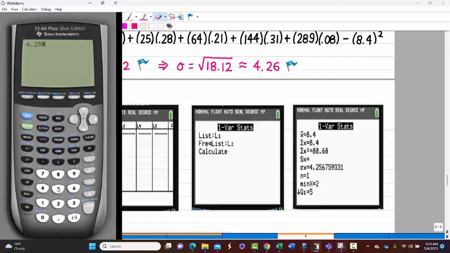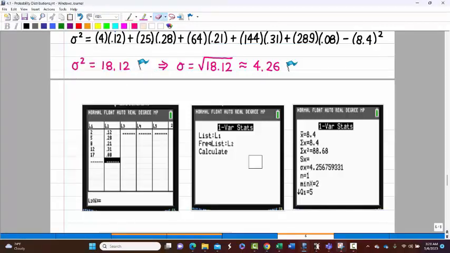Sometimes I'm just paranoid about what my math lab's going to want. That's good, 676. And I'll square it, which is right there. So there's your 18.12. So that's not a big deal. I don't think that's a big problem, to take that number and square it.